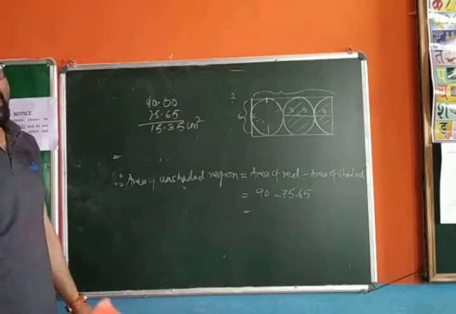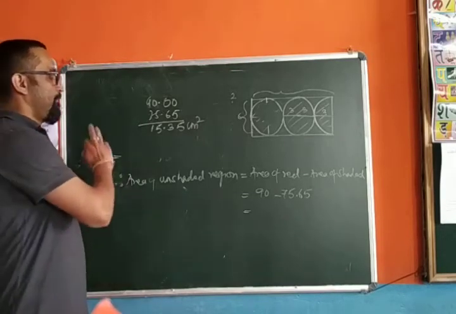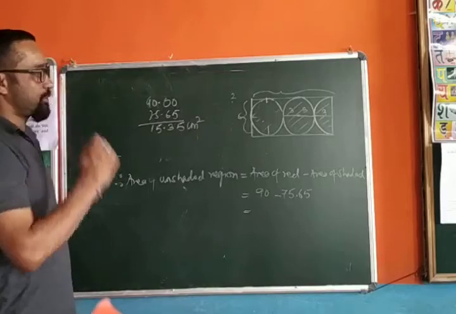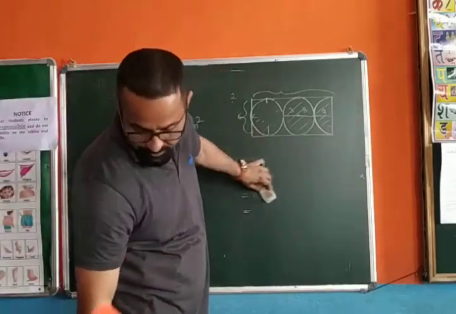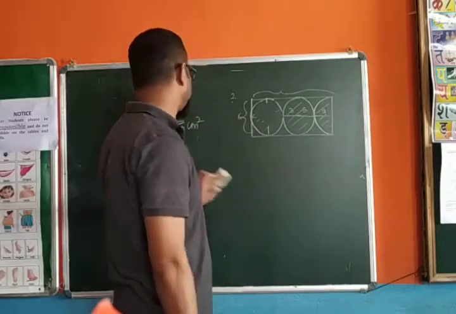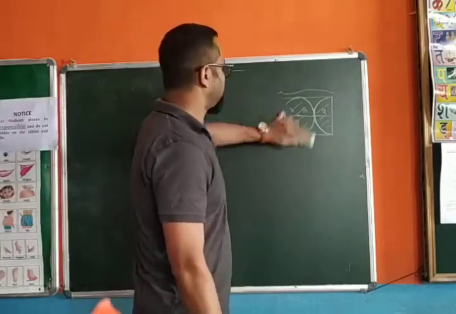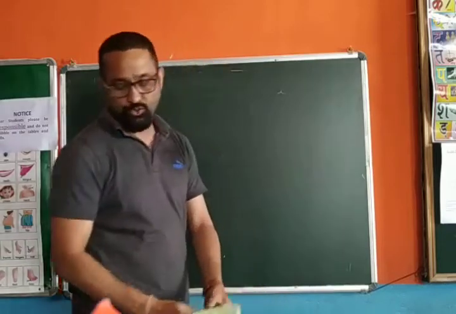Something is wrong with the calculation. Something went wrong somewhere. I think the calculation value of pi is how much? 3.14. Okay, I'll do it again.